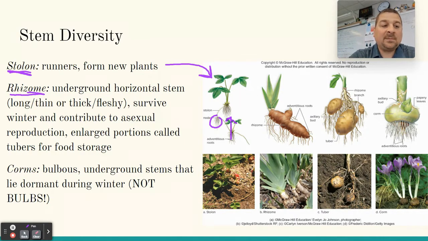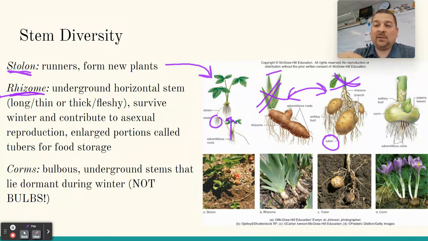Rhizomes are underground stems, horizontal stems under the ground. They can be long and thin, like some grasses have rhizomes that are thin, or they can be more fleshy, like irises that have that fleshy rhizome. They store food. Some can have little bumps called tubers, which we call potatoes. Potatoes are tubers, which are just rhizomes that flesh up, bump up, and store starch. These are often used for asexual reproduction. They will stay underground over winter, whereas the green part dies off on the top. Then the next spring, they'll form little eyes, little buds that will grow into new plants and flower again.